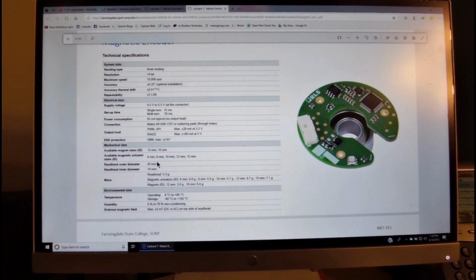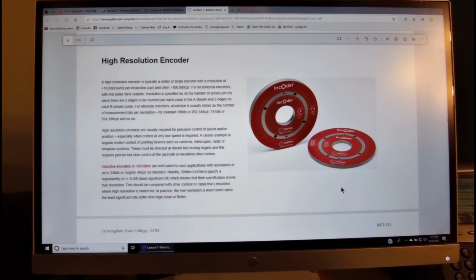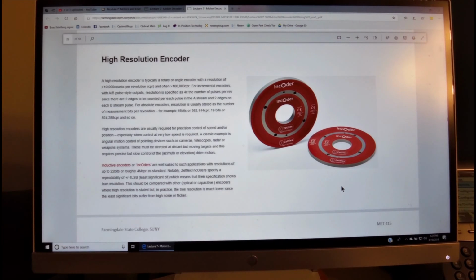It also gives us the different options of encoder size and the diameter. It gives us the mass, in order to determine the inertia added to the rotor, the temperature conditions, the humidity, the environmental conditions, and the magnetic flux, which interferes with the environment. These are typical specifications that we have to understand before we apply any of these encoders.